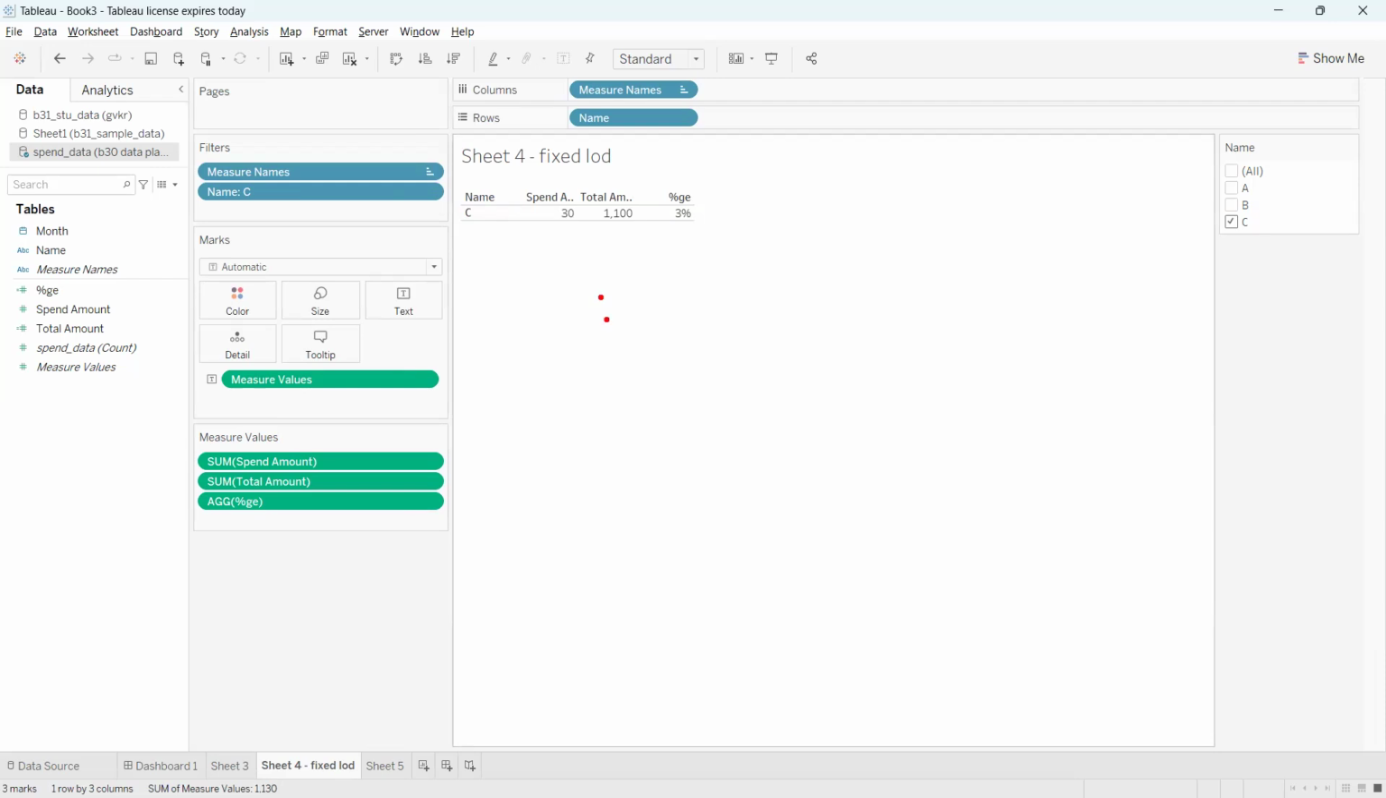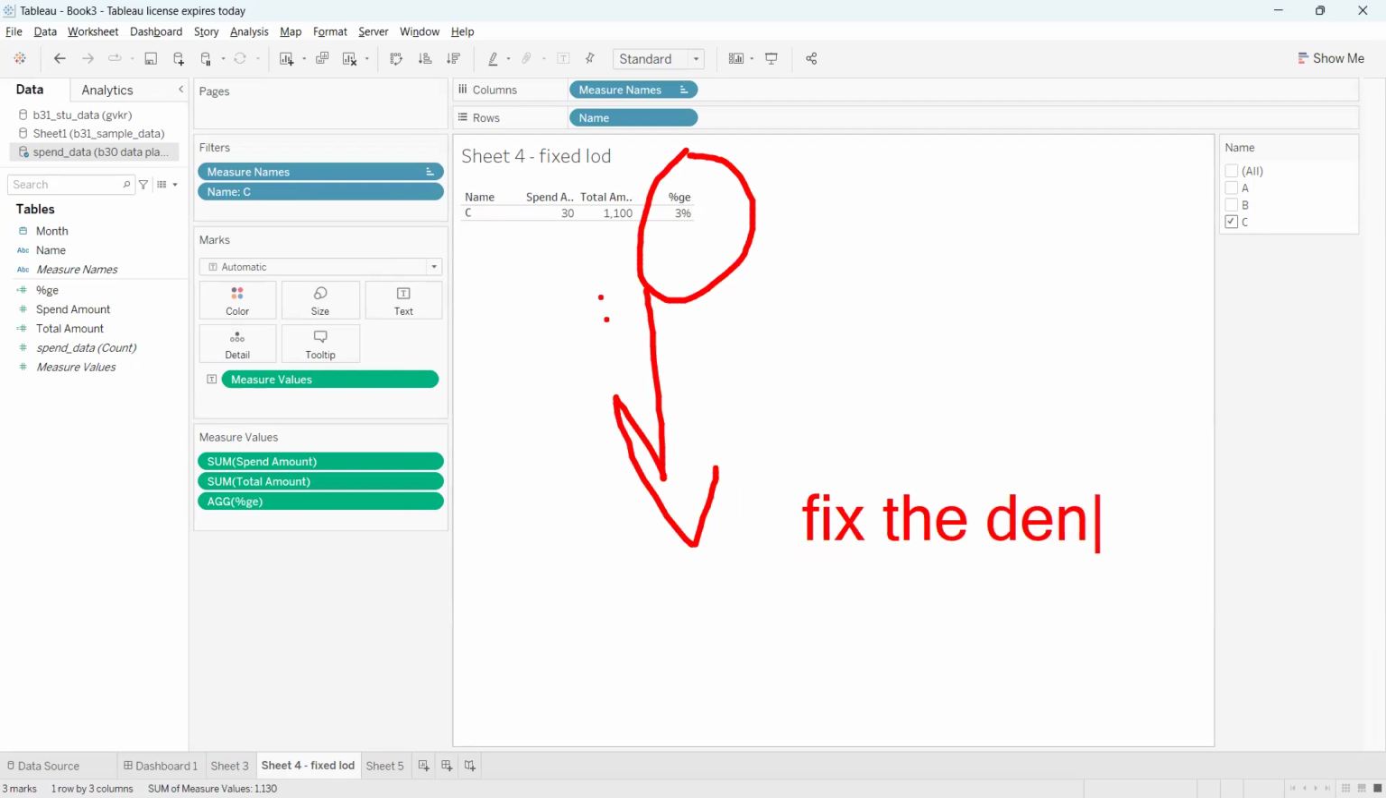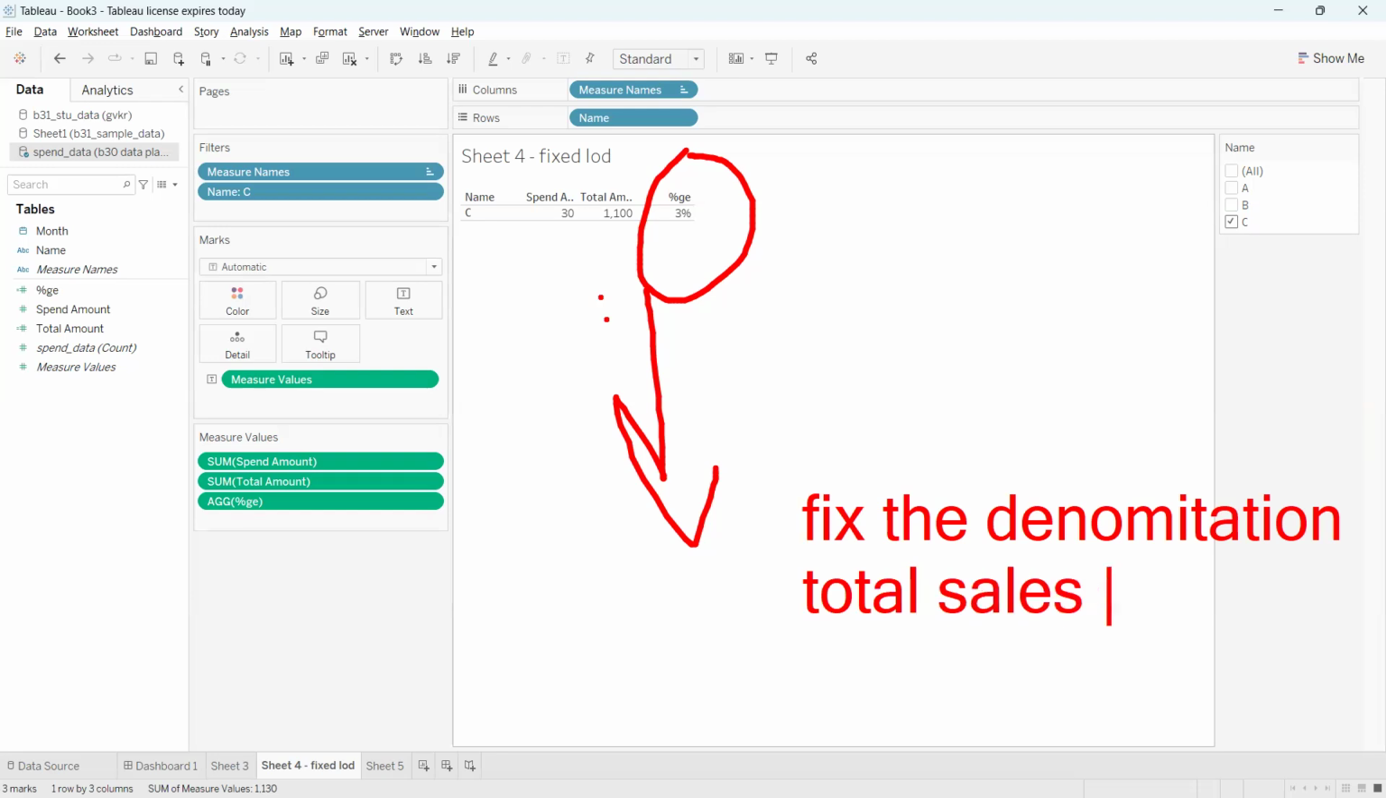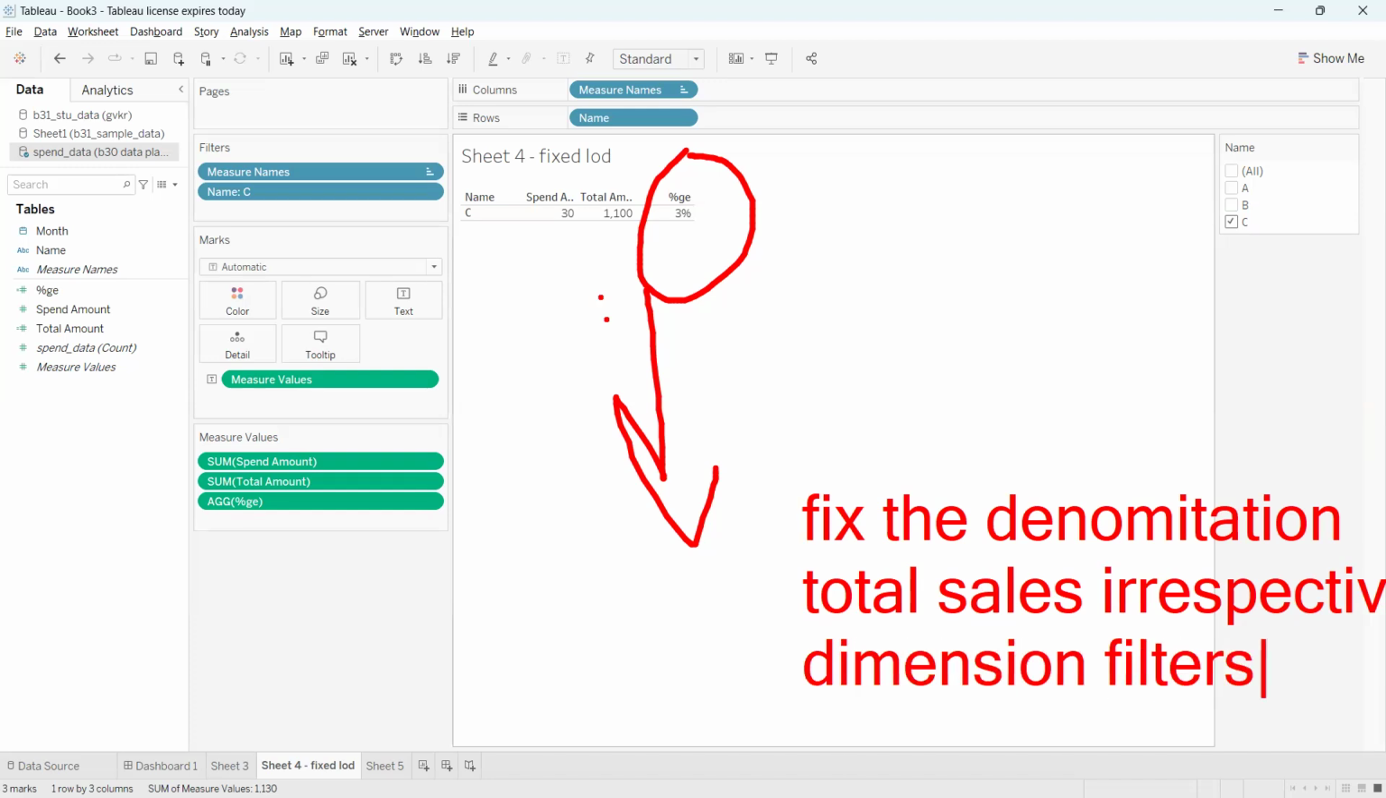So what is the LOD? While calculating percentages, what will the fixed LOD do? Fixed LOD will fix the denominator. So we have to answer this in real time. Fixed LOD will fix the denominator. It will take total sales irrespective of dimension filters.